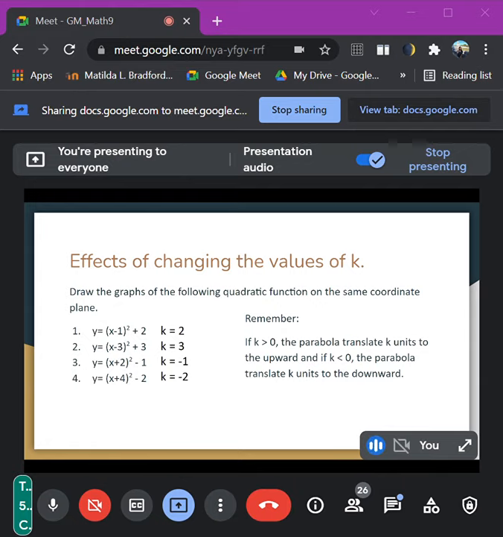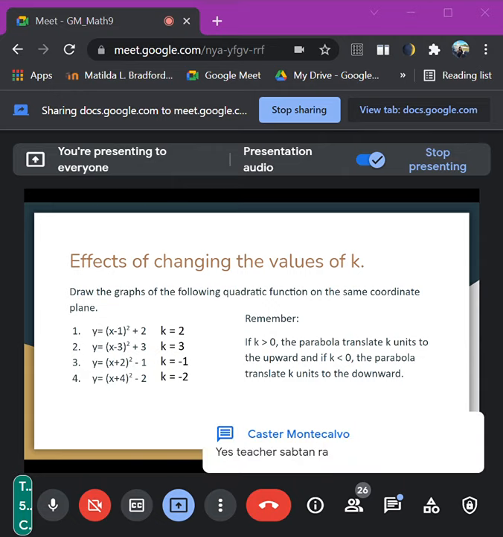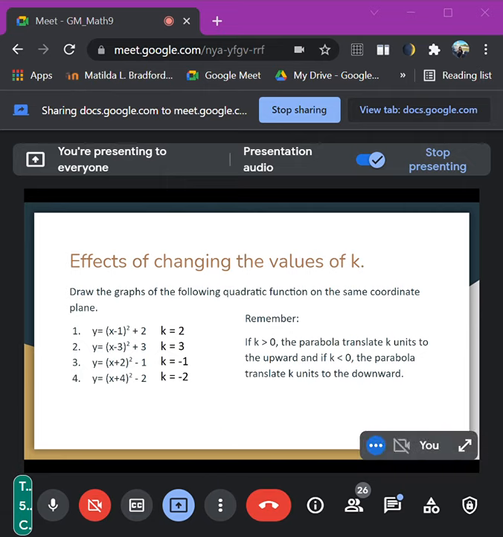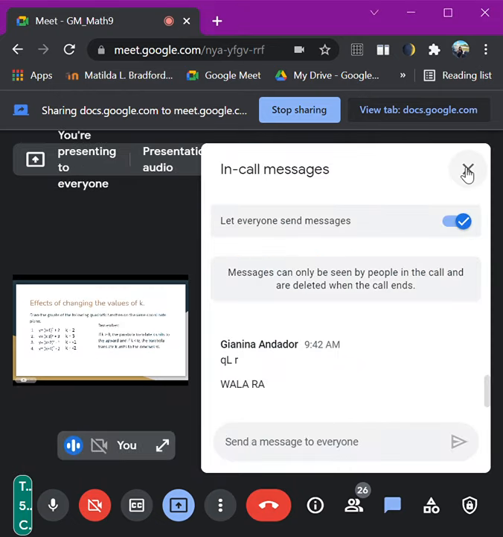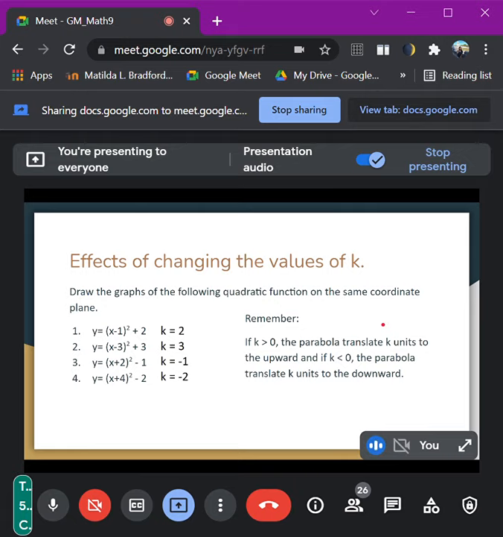Okay. So, very good. Everyone, did you understand the lesson today, or are there questions? Any questions? Okay, none. So, you have to know, don't forget what the use of A is, what the use of H is, or what the use of K is. So that you will know where its effect is, what changes with its values.